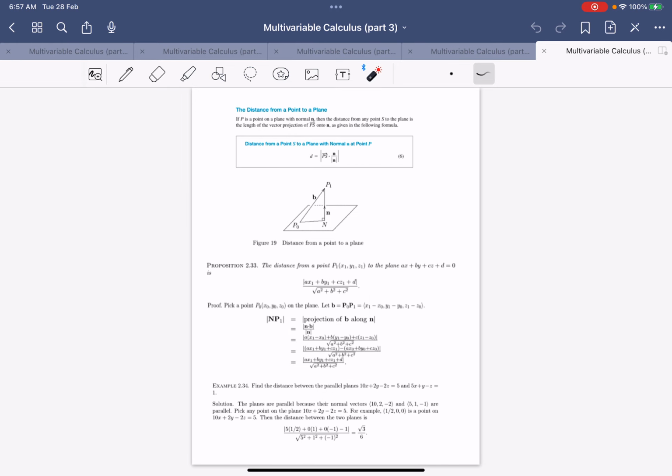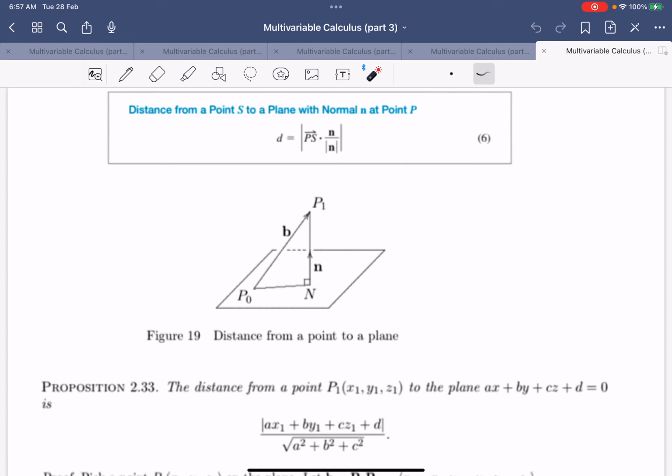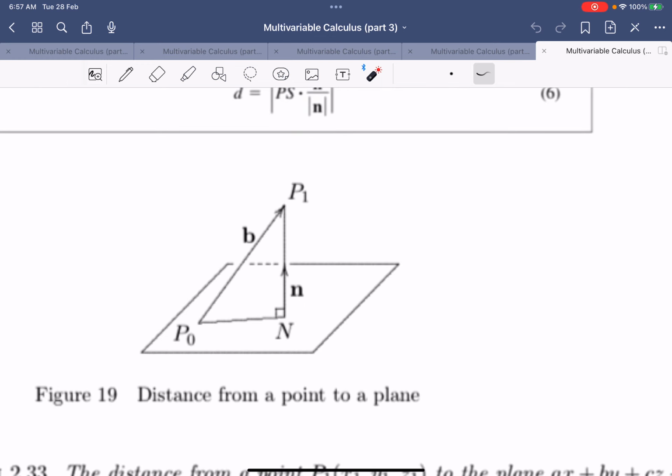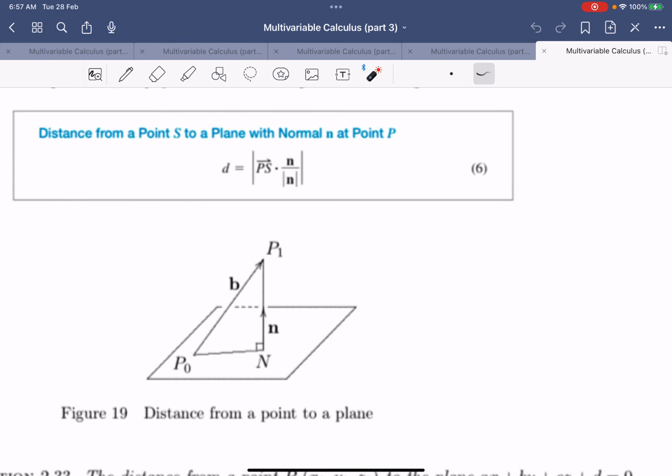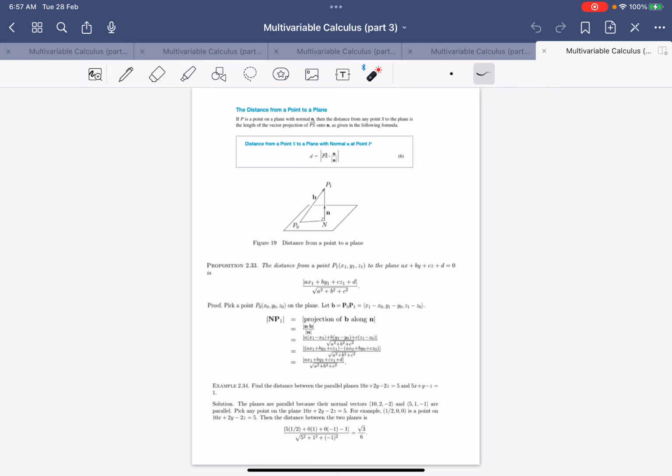Lastly, we will look at the distance between a point and a plane. Really it's because you want to find the perpendicular distance here. So you just need to take PS dot with this n, because you want to project it and find the scalar component. And hence the distance formula is just PS dot n over the length of n. And if you expand on this formula, you actually get this, which you can read along here.